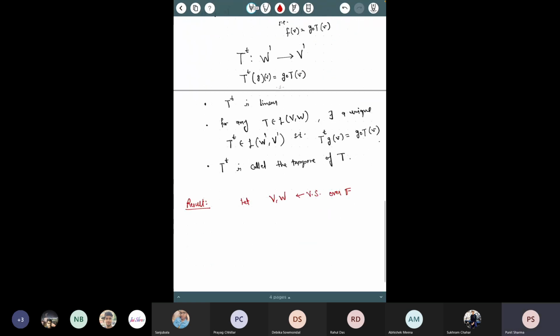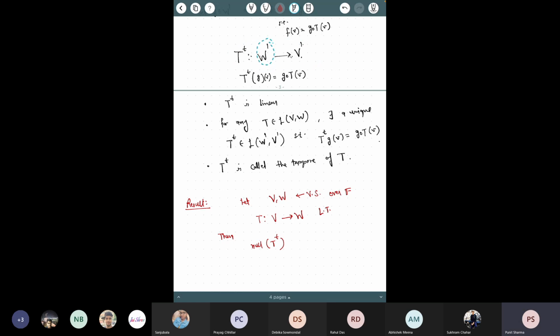Okay. So what I'm saying in the next result is that suppose we have two vector spaces V and W over the same field F, and suppose we are given a linear transformation T from V to W. Then you can prove that the null space of the transpose of T is a subspace of W', because the transpose of T is a linear transformation from W' to V'. So the null space of this would be a subspace of W', right?